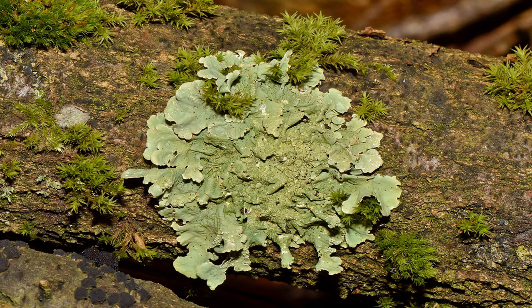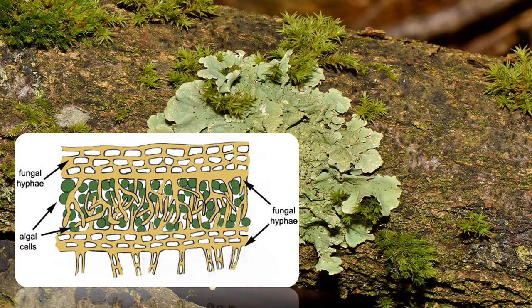Sa isang lichen, nasaan ba ang algae o cyanobacteria at ang fungi? Let's take a look at this illustration. In this picture, ang yellowish o brownish na structure ay ang fungal hyphae o ang mga thread-like na mga structures sa isang fungi. Sa ilalim ng fungal hyphae, makikita ang mga algal cells, yung mga color green na bilog na nakikita natin sa picture.